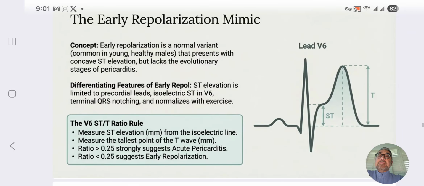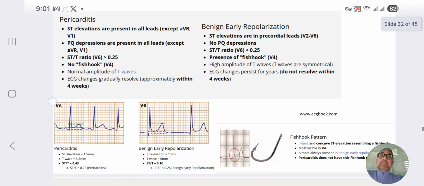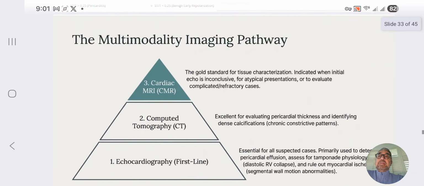Early repolarization can be differentiated from pericarditis by comparing the ST elevation to the height of the tallest point of the T wave. A ratio greater than 0.25 suggests acute pericarditis. Also, there's a fish-hook pattern noted. A fish-hook pattern on ST elevation is typically noted in lead V4 in patients with early repolarization.